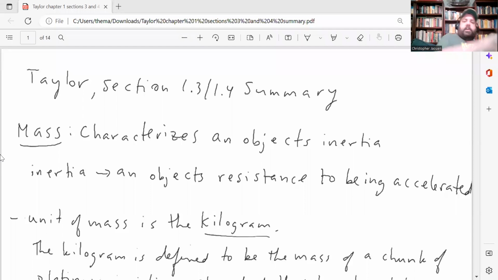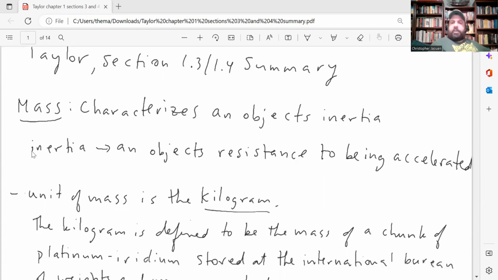Okay, in the last sections, 1.1 and 1.2, we went over time and space, and now he wants to go over mass and force. So that's what section 1.3 is about. So we'll start with mass. All right, so here is the definition. Mass characterizes an object's inertia, and by inertia, we mean an object's resistance to being accelerated.